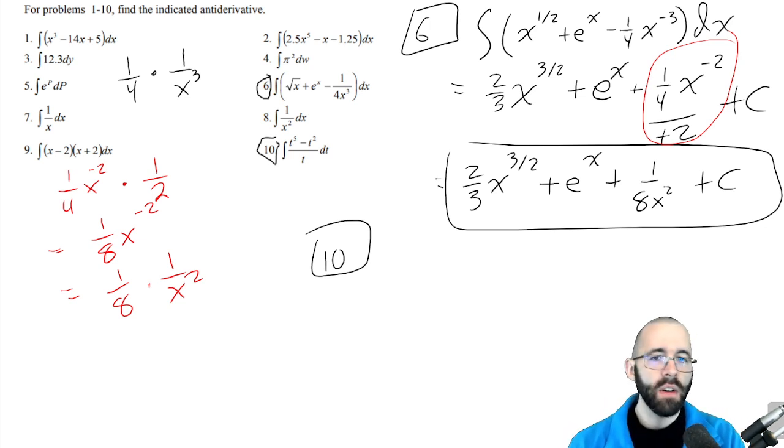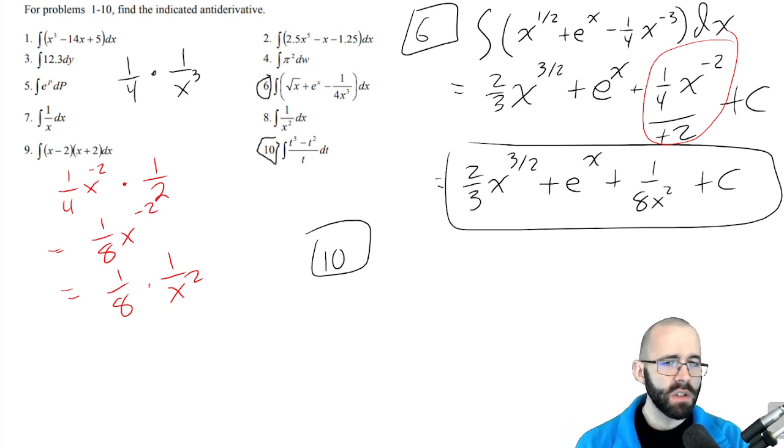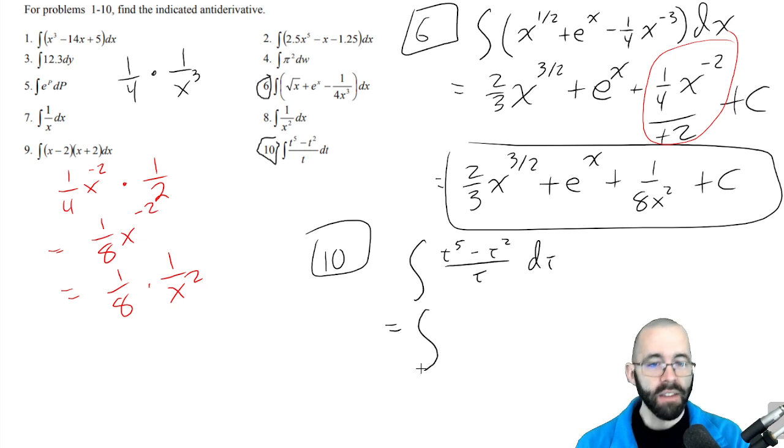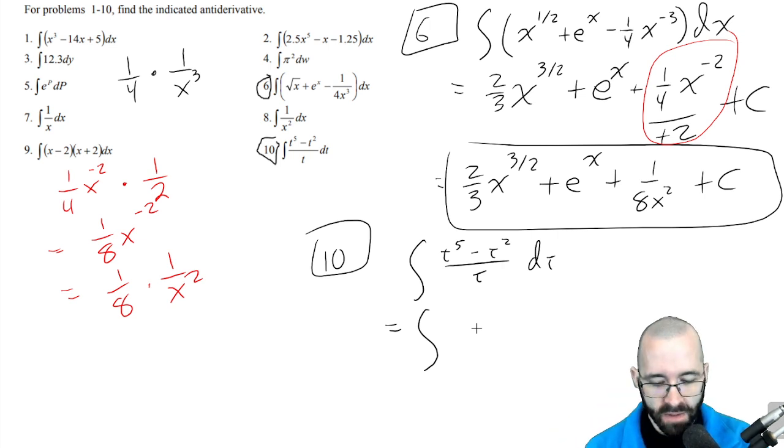10 is weird because we don't have a quotient rule for anything here. So you're going to have to remember your algebra properties. The integral of t to the 5th minus t squared over t, we have to simplify the inside first. And the way that works is if we have subtraction on the bottom, we're stuck. We can't do anything. But subtraction on the top, we can simplify.